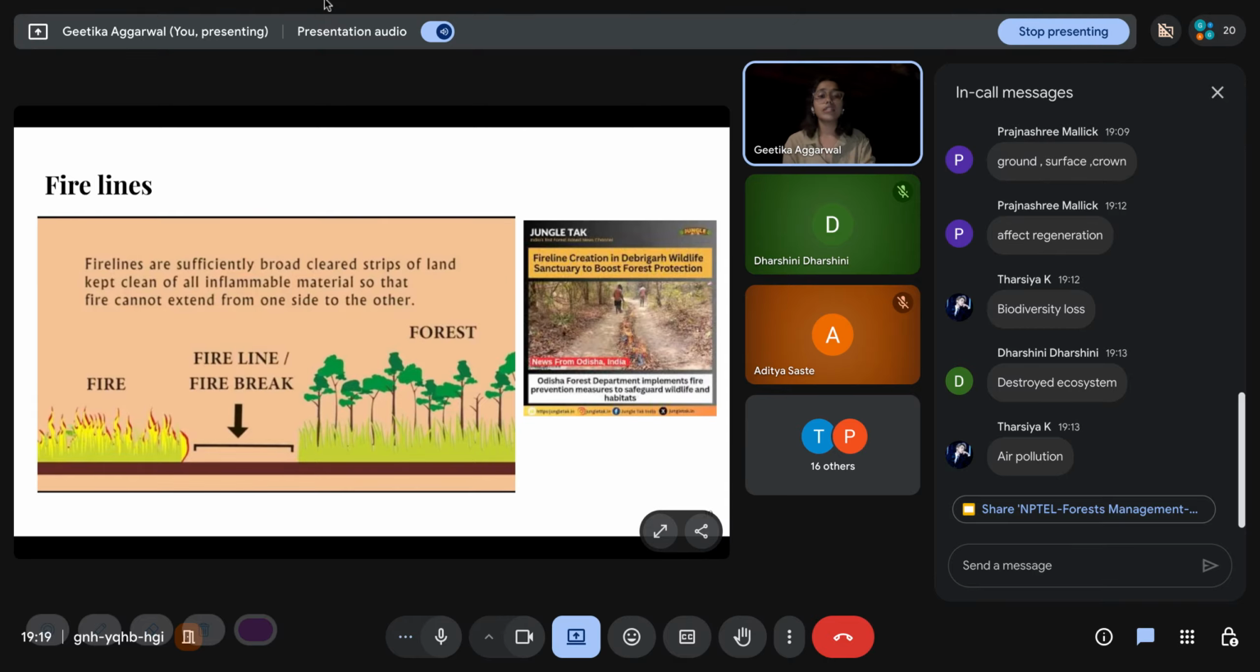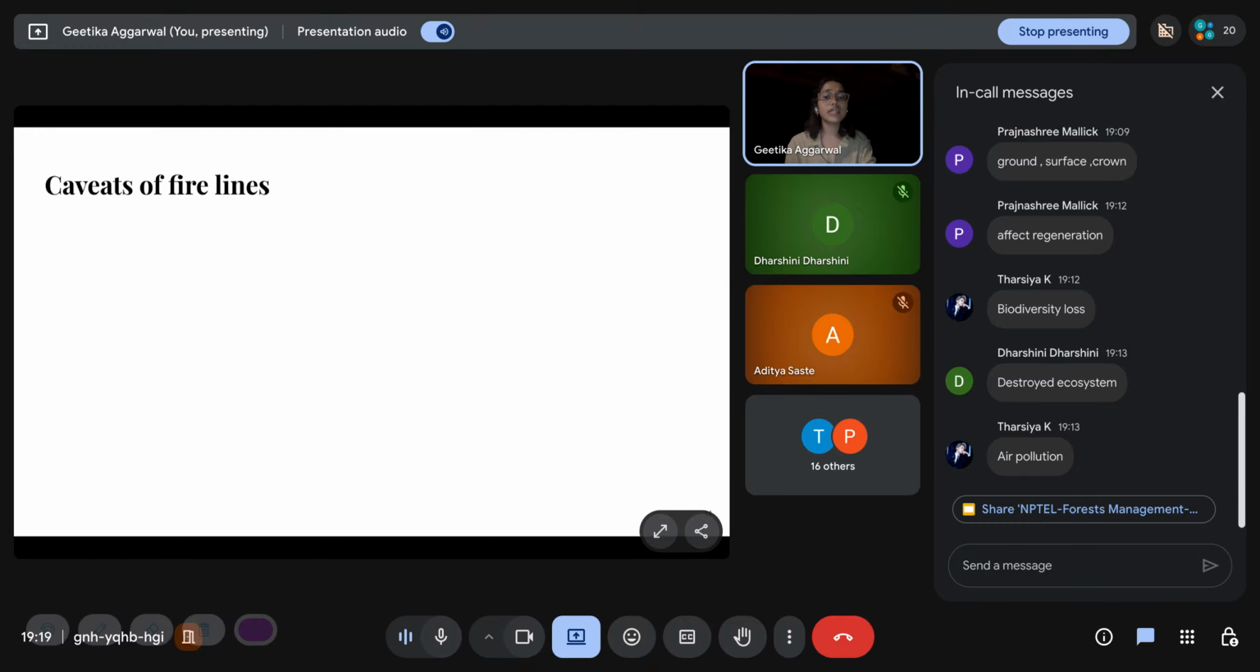Okay, that's fire lines, but they're not always foolproof. They have their own caveats. One is bleeding of fire. Fire can spread from one side of the fire line to the next. It is possible. Why?